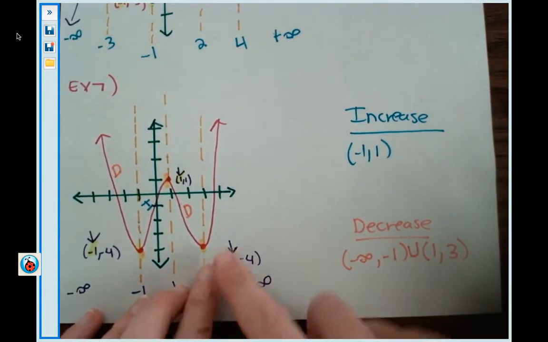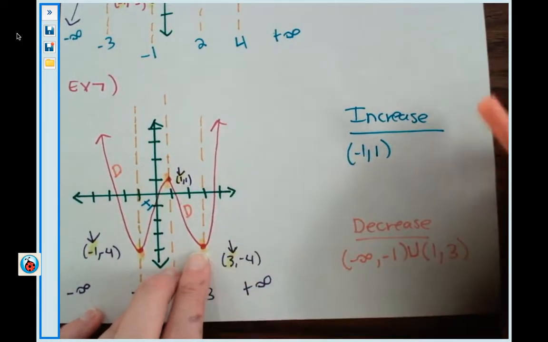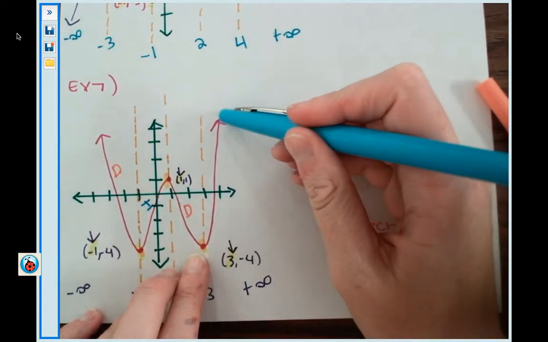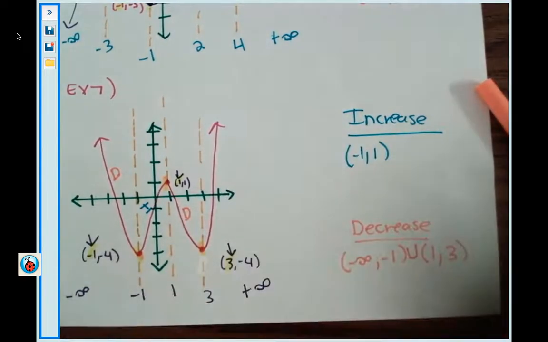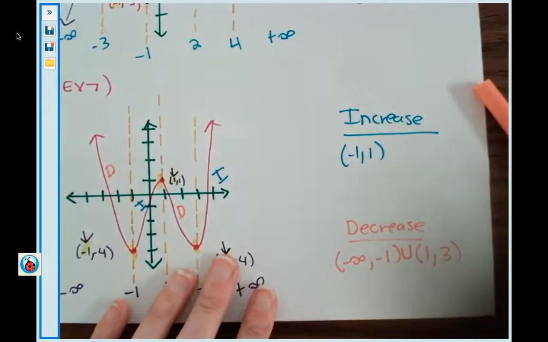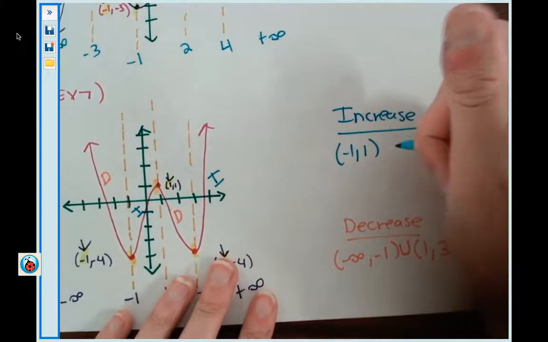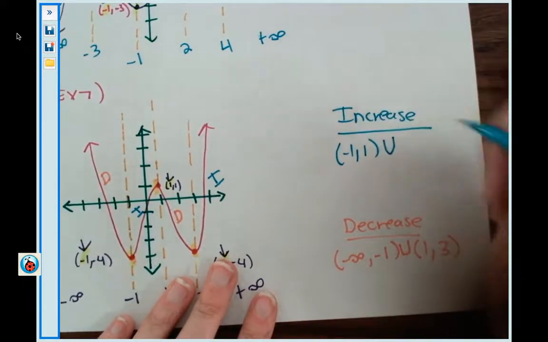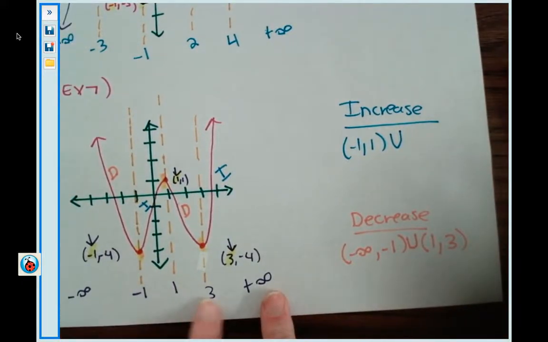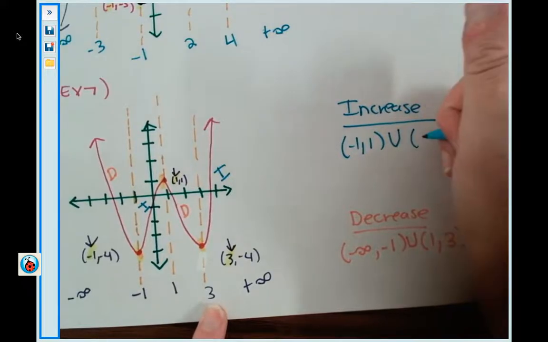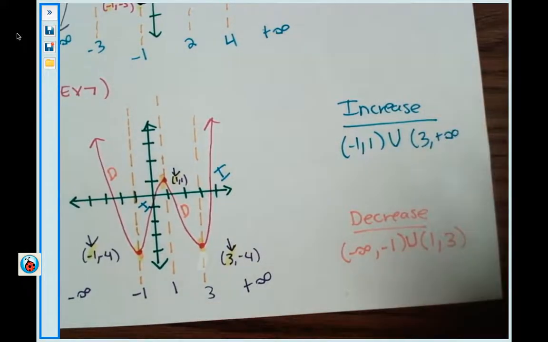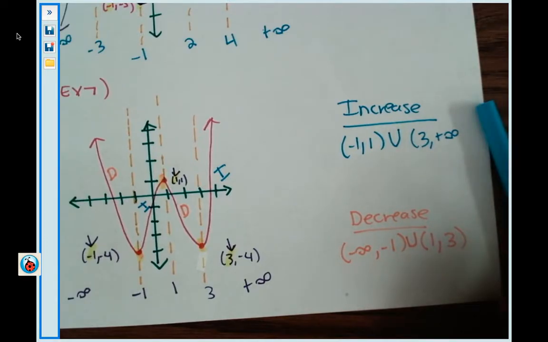Okay, and lastly, you guys, from here all the way up to there, we are steadily increasing because we are headed upward from left to right. So this will be an interval of increase. Since I have more than one interval, I'm going to put my union. The first number in that section is a 3, and since this didn't have an upper bound, it's headed out to positive infinity. And there we go, you guys. Those would be our intervals of increase and decrease.